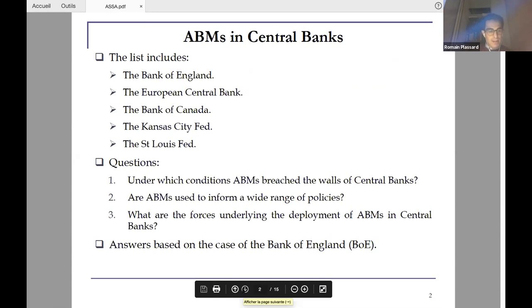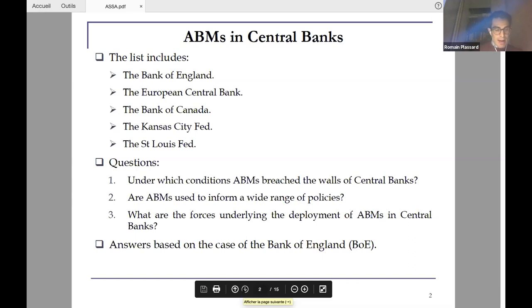In every case, the adoption of agent-based modeling occurred after the crisis. But the crisis does not explain everything. The proof is that not all central banks developed an agent-based model after 2008. For instance, neither the Bank of France nor the Swiss National Bank did. It follows the first question: under which conditions did agent-based models breach the walls of central banks? Then there is the issue of the size of the breach.